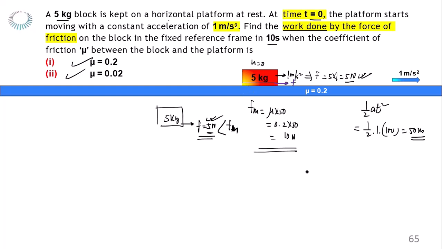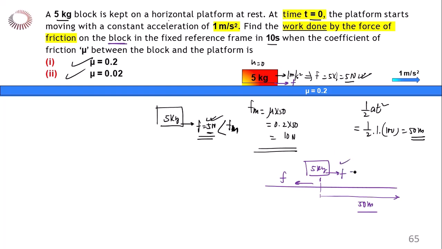So the 5 kg block is moving by a friction force in this direction, and on the belt the friction is acting in this direction. So both the points are moved ahead by how much distance? 50 meter. You are asked to calculate the work done by friction on the block. On the block the force is F. So work done by friction will be 5 into 50, that is 250 joule. That is your answer. If you calculate the net work, it will be 0 because this friction is cancelling the other one.